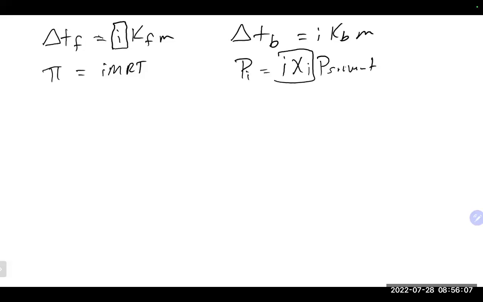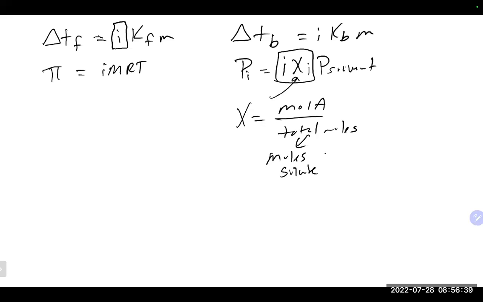I will say that this one is a little bit different in the way that you handle vapor pressure lowering. Typically with the i, we incorporate it into the mole fraction part of it. Remember that the mole fraction here is the moles of what we're interested in, divided by the total moles. The total moles would be the moles of the solute plus the moles of the solvent. And where we would incorporate i is into the moles of the solute.